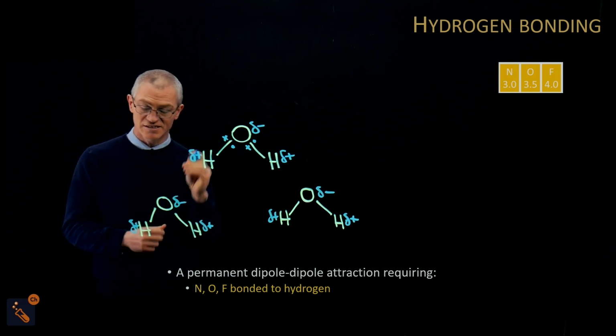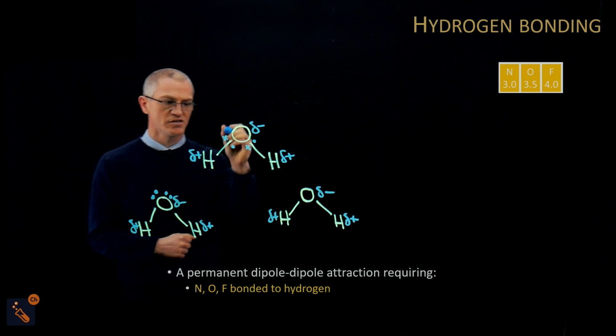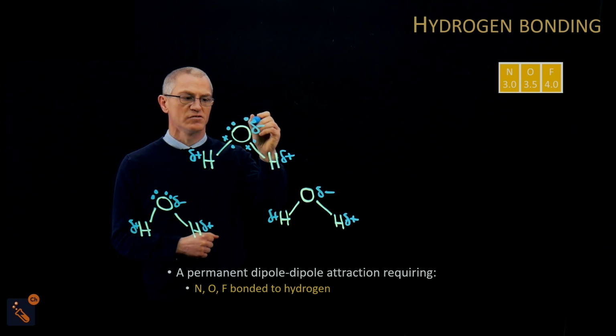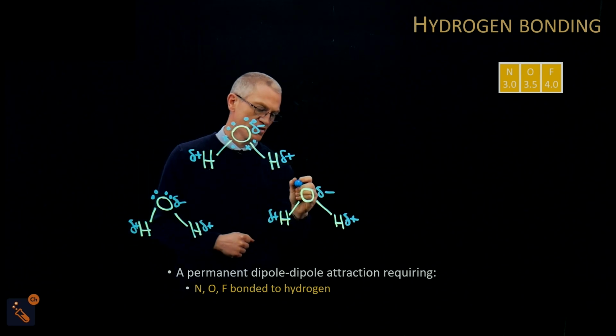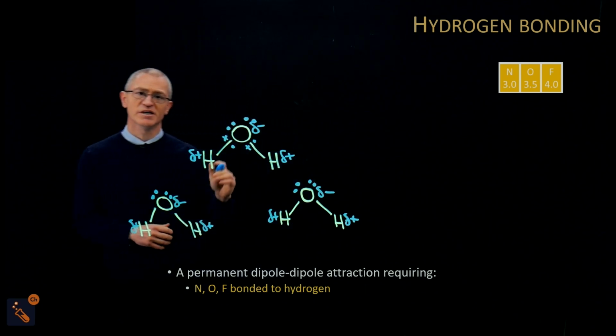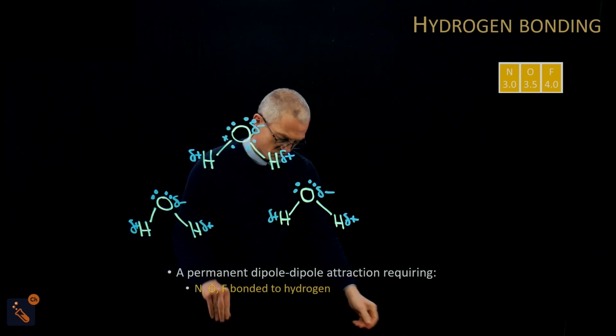Now the important thing, and this is really a marking point for the exam, is you must include your lone pairs. Okay, so there's my lone pairs. There's my lone pair. There's my lone pair. And there's my lone pair. So I've done all my lone pairs. All I now need to do is draw the attraction.